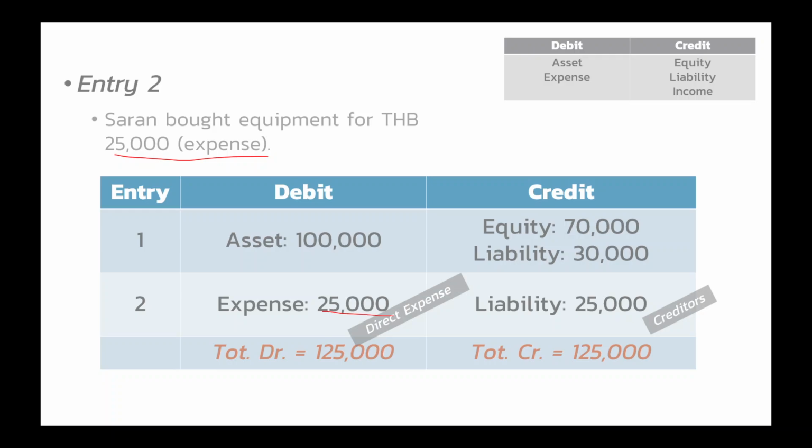But then something has to go down. That's the confusing part of this. You cannot just do 25,000 and be done with it. So what's going down is that if you bought something, that means you are liable to pay someone.